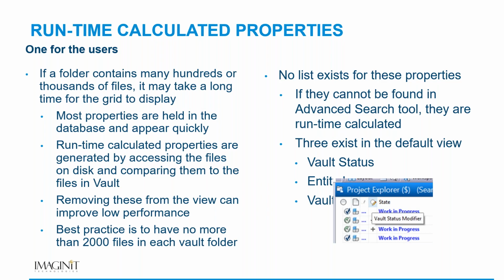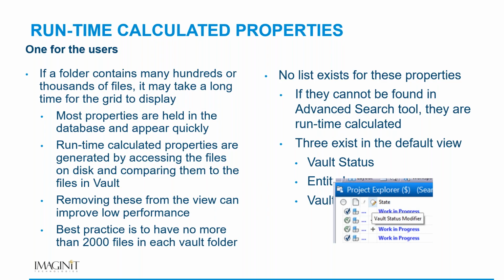runtime calculated properties. So if you have 2,000 files in a Vault folder, this has to look through 2,000 files to see the difference. It's going to run through and look at that, and it won't generate it until it's checked them all. So you can remove those properties from the view. If you're clicking on something and that grid's taking forever to come up, you can remove those properties.